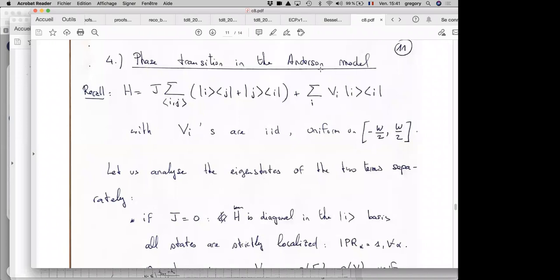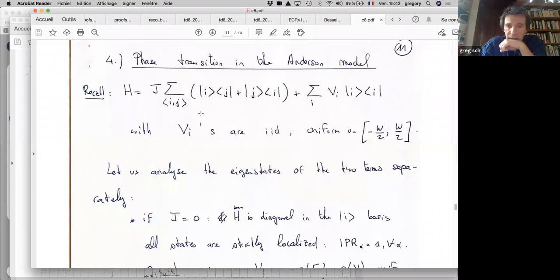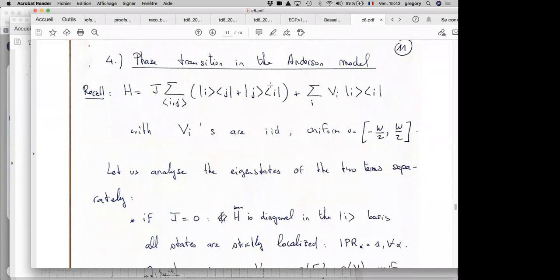Okay, fine. So that's my model. I wrote it in a slightly different way, which is closer to second quantization, if you want. So this is my operator. These are the diagonal elements, and these are the hopping terms. Again, i and j are just nearest neighbors. Is that clear to everybody, these notations? No question about that?